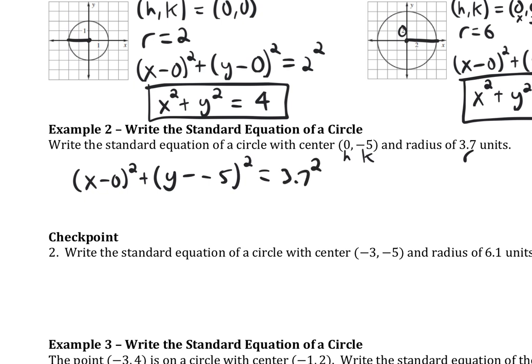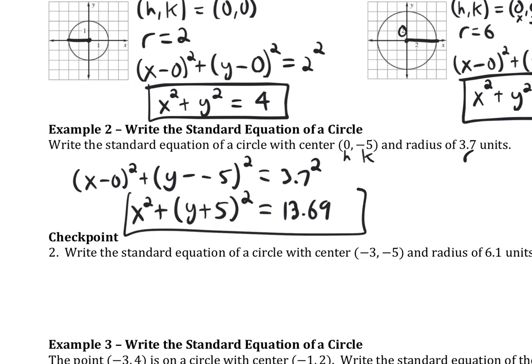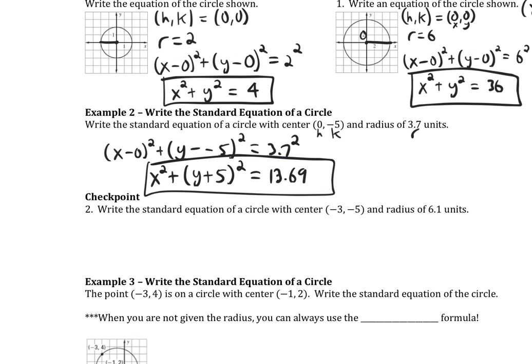Simplifying this a little bit, we just have x squared again, because the 0 cancels. But y minus negative 5 is going to become y plus 5 squared. And then 3.7 squared should be 13.69. It's 3.7 times 3.7. And that should be our answer. All right, feel free to try checkpoint 2 if you would like. See how you would do.